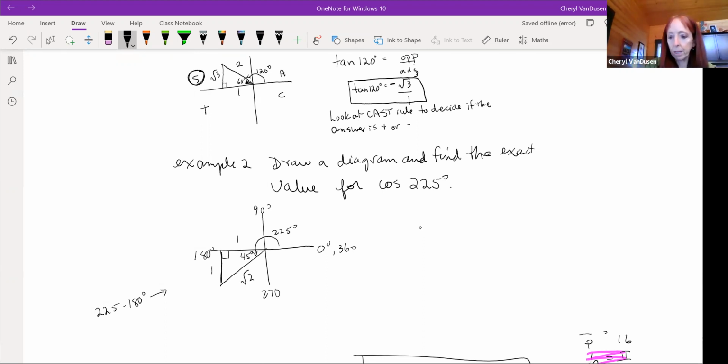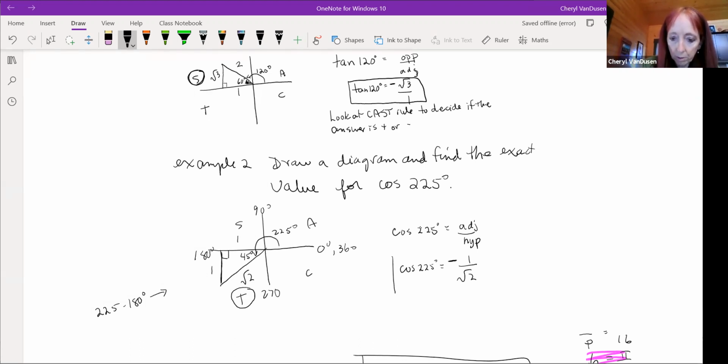Again, I don't worry about putting the negatives in the diagram because I use the CAST rule as my catch-all to make sure that the answer is positive or negative. So cosine of 225 is adjacent over hypotenuse. I don't need to see that every time. I'm just trying to remind you as students. So adjacent is 1, hypotenuse is root 2. And then the CAST rule, C-A-S-T, we're in the T quadrant, which means tangent would be positive. Therefore, our answer is negative. So there's our final answer.